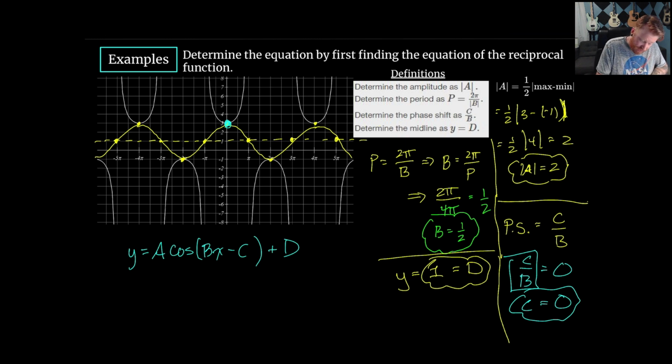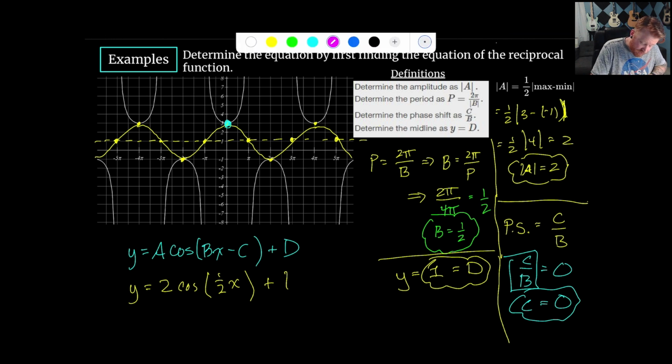So if I would like to tell you what the yellow function is now, then this is going to be y equals, a is equal to positive 2, since we're not reflecting, we've got a positive a value. Cosine, b is 1/2, x, c is 0, and then d is 1. So this is giving us the yellow function.